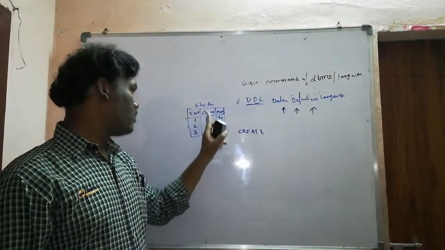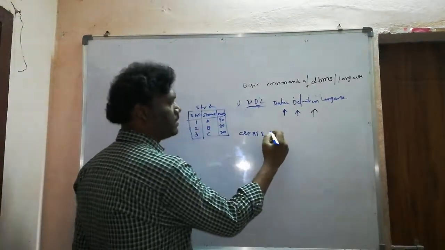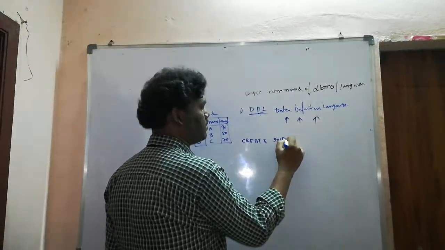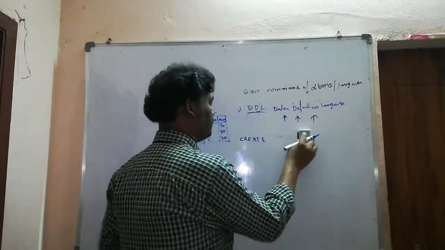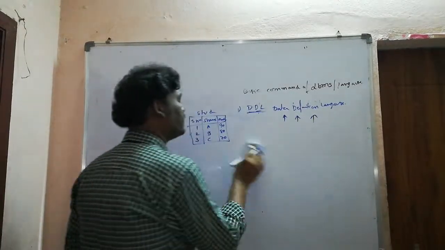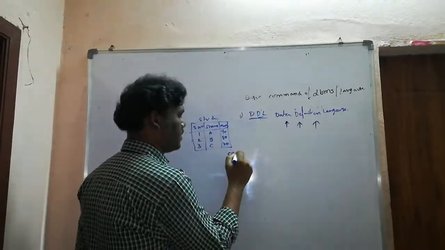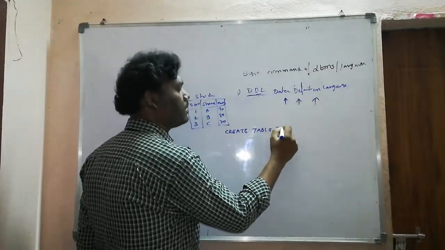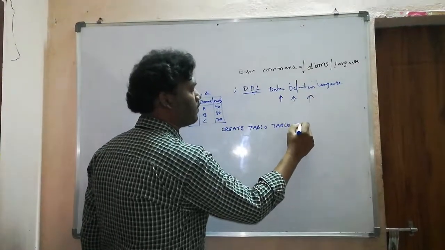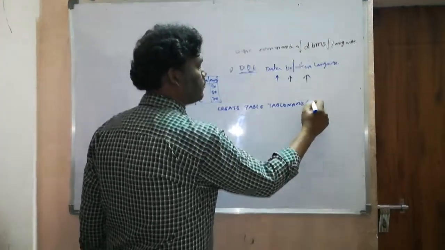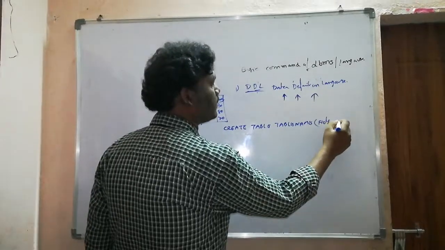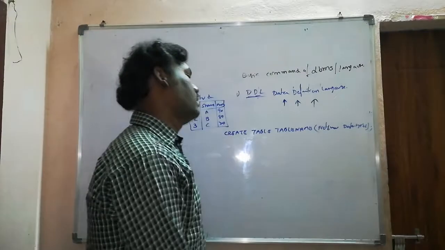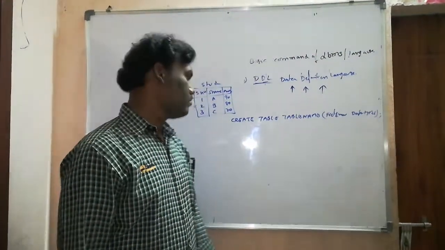How are we creating this table? Create table, table name. So what is the table here? Create student. Create table, table name. First, we write this syntax. Create table, table name. Next, field names, data types. Every command should be ended with a semicolon. We also know about this.